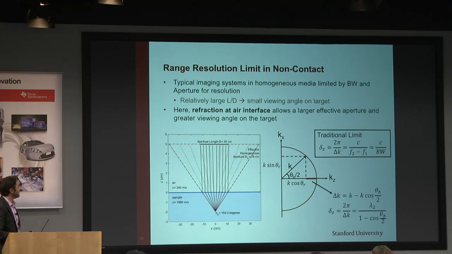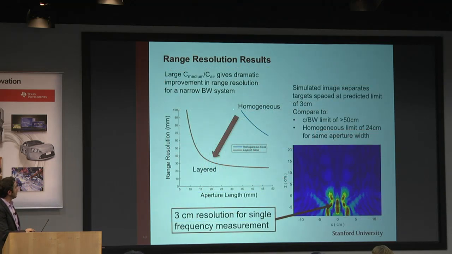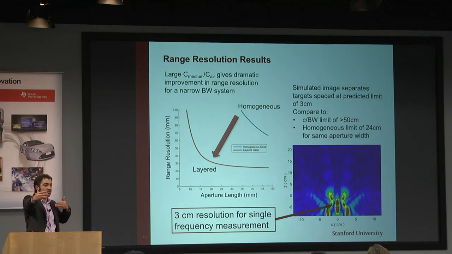So what we've shown here is that your homogeneous material has this sort of range resolution with aperture. But if you do layered, you get much better resolution. Even with single frequencies, we're able to reconstruct and achieve something like 3 centimeters resolution. If we did not have this phenomenon, you'd get something like 24 centimeters of resolution. But by having this phenomenon of focusing, we can get a little bit of resolution back. So this is one small silver lining with all the refraction going on.